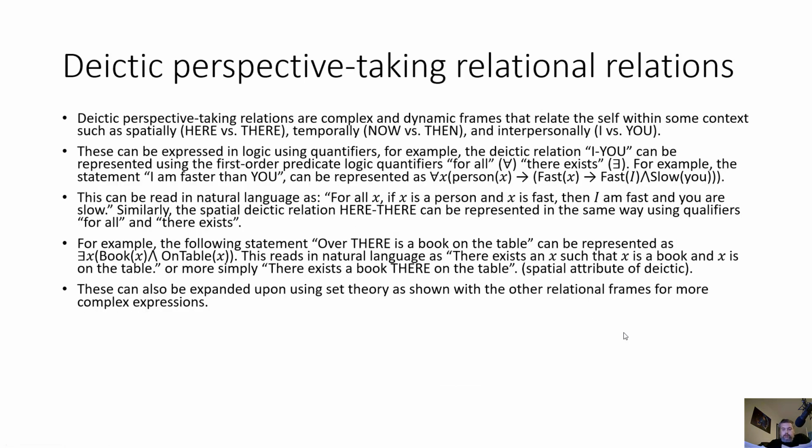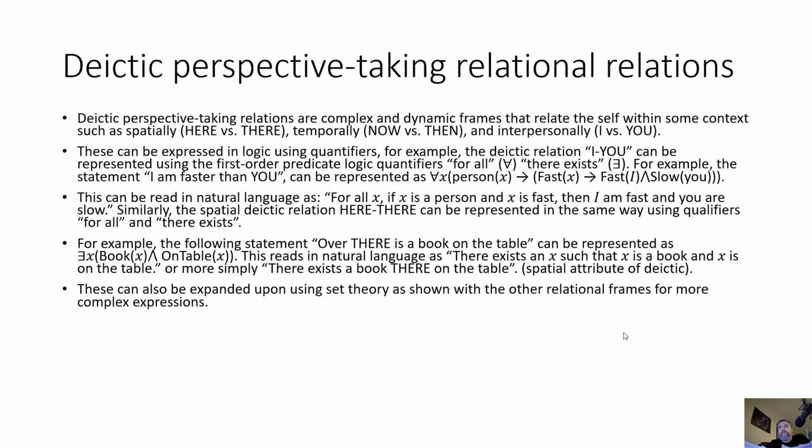So now we're into deictic, perspective-taking type relational relations. Here we are referring to the spatial, here versus there, temporal, now versus then, and interpersonal, I versus you. These can be represented in logic using quantifiers. For example, the deictic relation I-U can be represented using first-order predicate logic quantifiers.